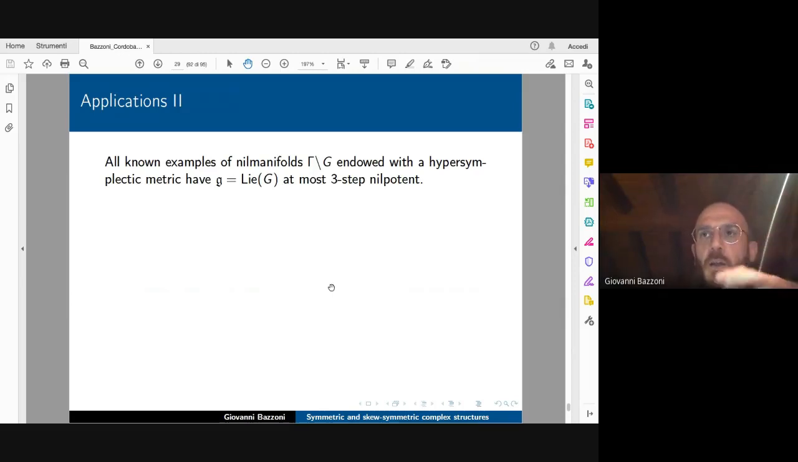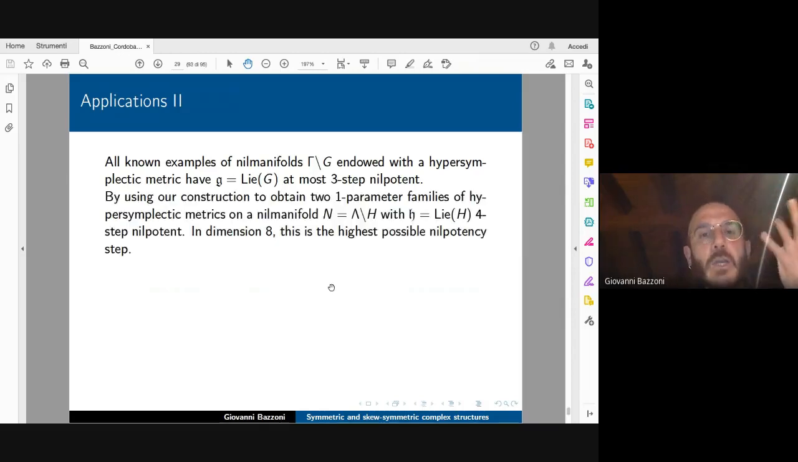Remember this philosophy that the more you get away from abelian Lie algebras, the less you have structures in some sense. For example, Kähler. Using our construction, we obtain two one-parameter families of hypersymplectic metrics on a nilmanifold with Lie algebra h_lambda, and the Lie algebra is actually 4-step nilpotent. If you remember, in dimension 8, the highest nilpotency step of a complex symplectic nilpotent Lie algebra was 4. Since hypersymplectic is in particular complex symplectic, that's also the highest nilpotency step for a hypersymplectic metric.